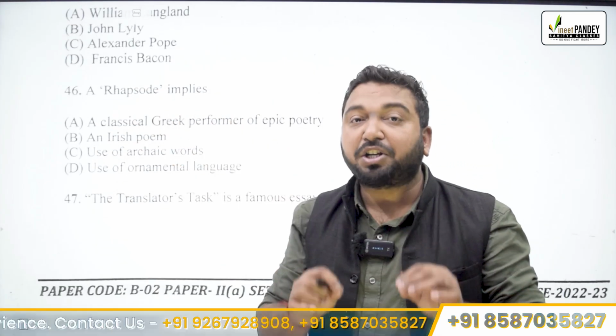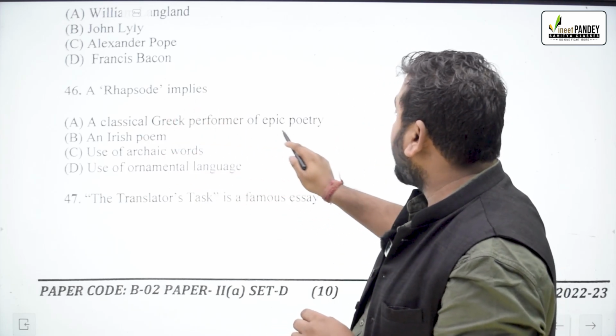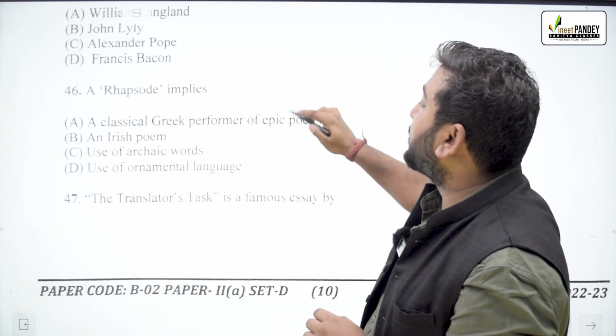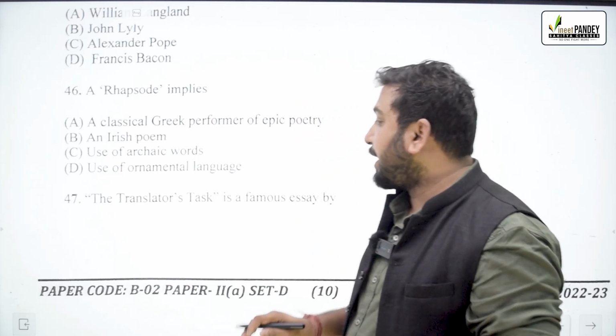Rhapsode is a Grecian style. So let's go for the answer. What does it mean? A classical Greek performer of epic poetry, archaic, ornamental. Option A is correct, the perfect answer. The Greek epical style is called rhapsody.